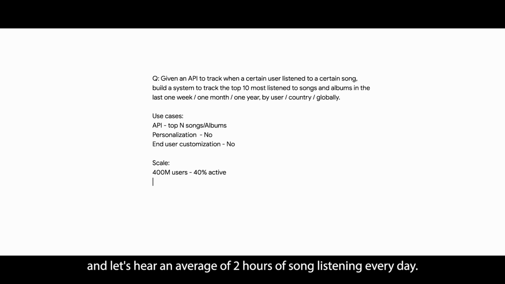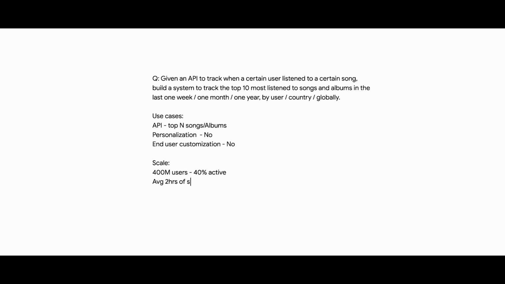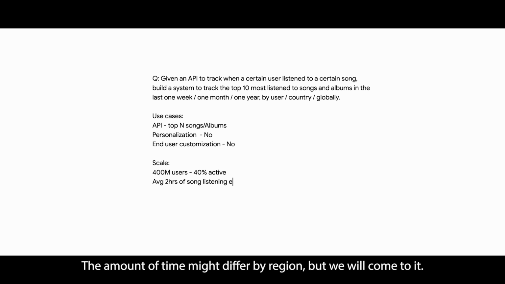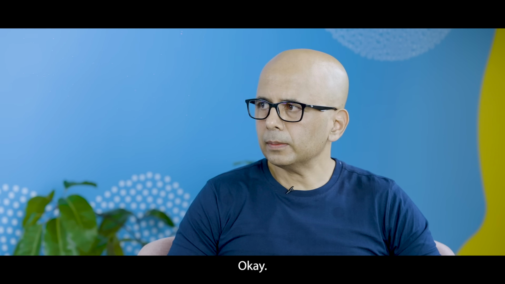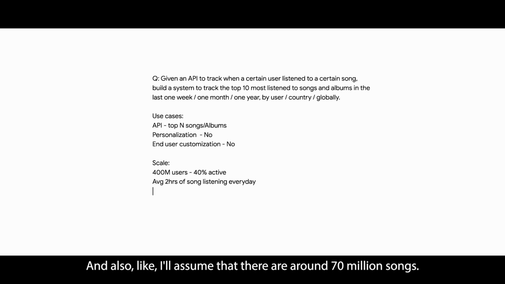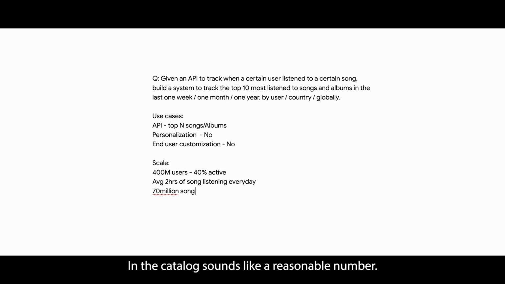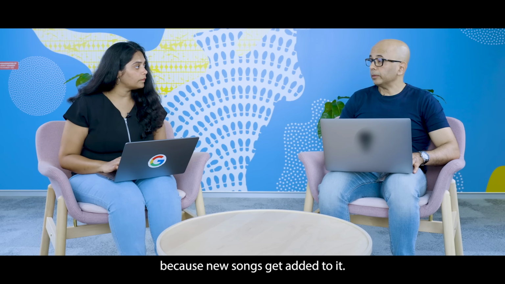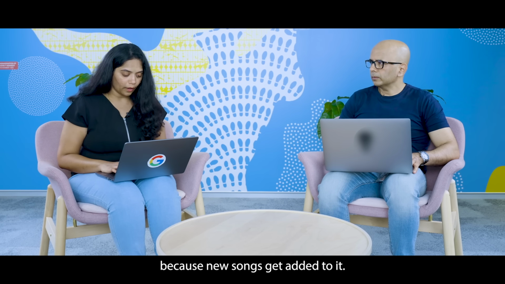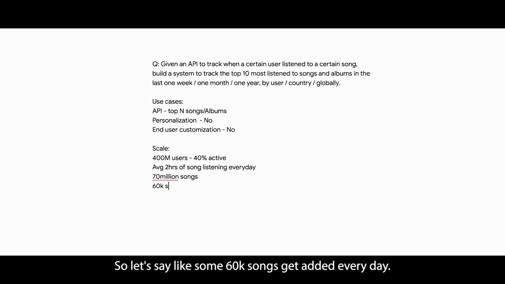And let's say on an average of 2 hours of song listening every day? Sure, yeah, that makes sense. The amount of time might differ by region, but we'll come to it. Okay, and also I'll assume there are around 70 million songs in the catalog. Sounds like a reasonable number, but of course the catalog will grow every day because new songs get added to it as well. Yeah, so let's say like some 60k songs get added every day. Okay, that's a reasonable number to assume.